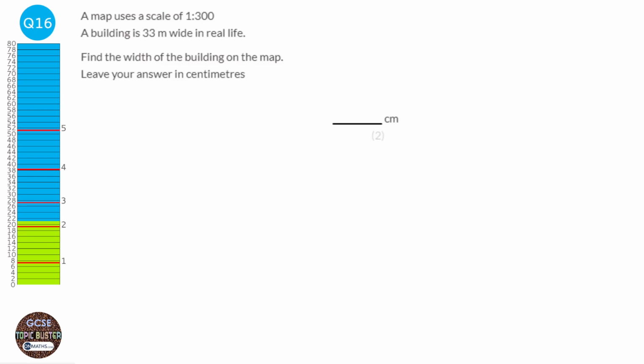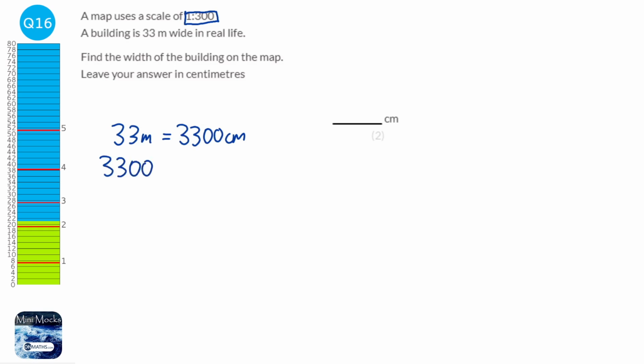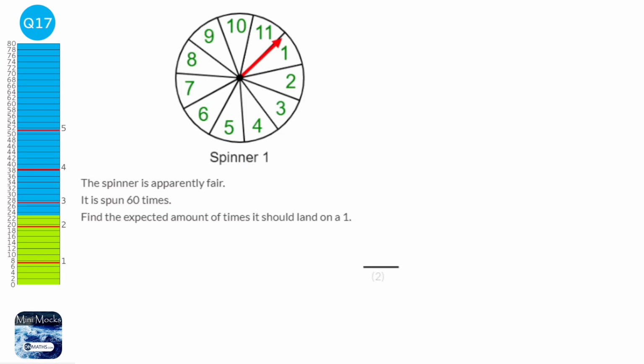I'm going to start by working out what the width of the building is in centimetres. It says 33 metres, and I'm going to convert that into centimetres by timesing by 100. Now when it says it has a scale of 1 to 300, it means 300 in real life is 1 on our map. So all I need to do is divide it by 300 to find out what it's going to be on our map. So we'll just divide that by 300 and I get the answer of 11. So it's going to be 11 centimetres on our map.